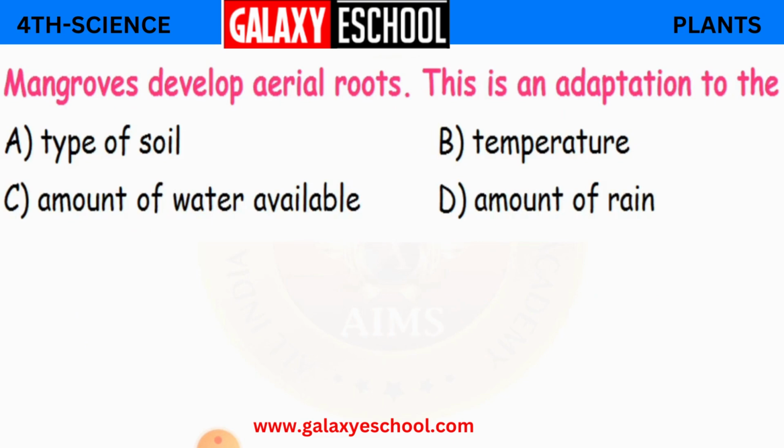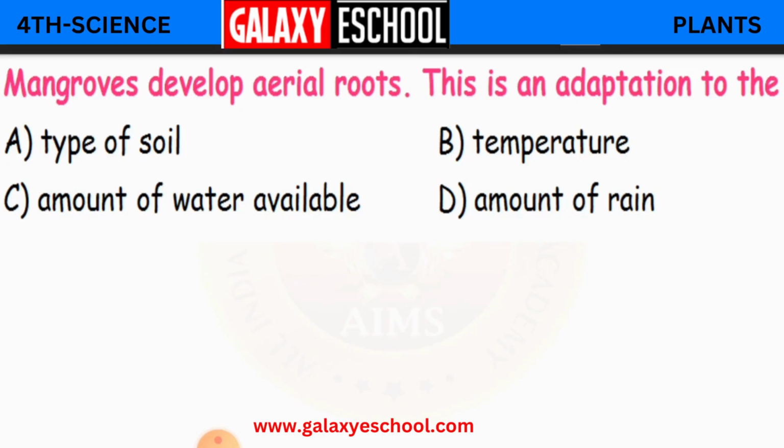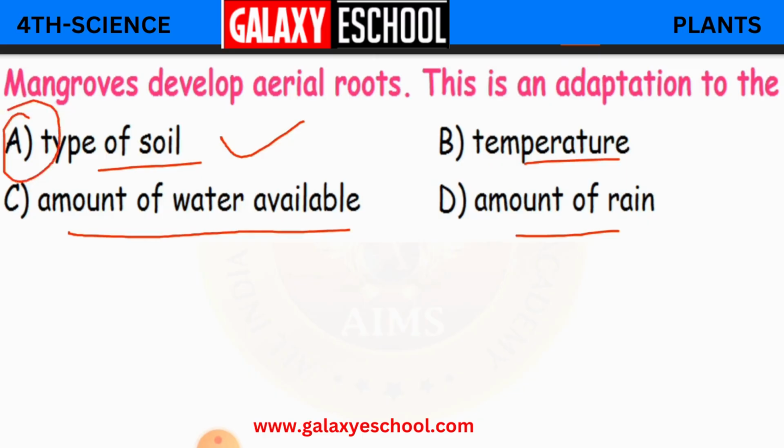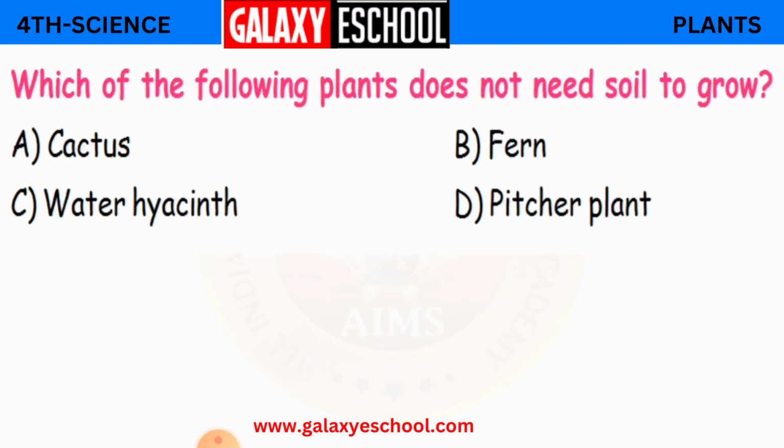Mangroves develop aerial roots. This is an adaptation to the dash. Mangroves develop aerial roots. As we just learned, mangroves are also marshy plants. So this is an adaptation to the what? Whether to type of soil, or to temperature, or to amount of water available, or amount of rain. That is type of soil. Okay, children? Type of soil, like a wet soil.